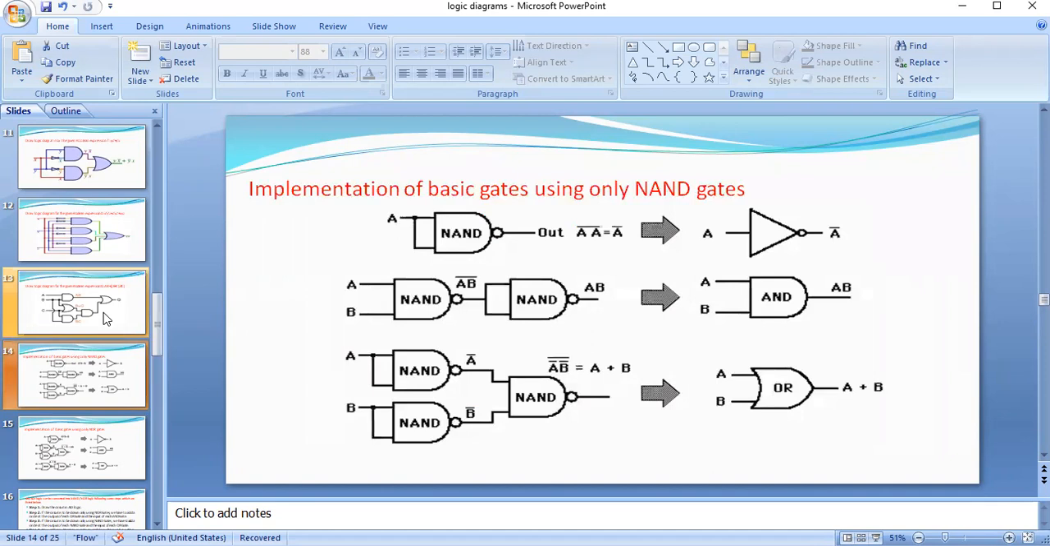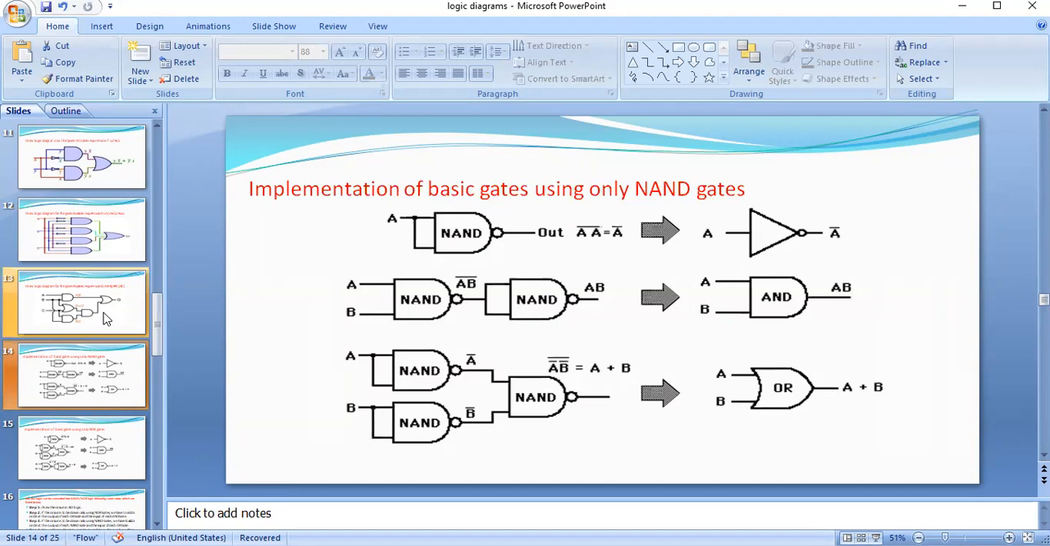Okay, so till now we discussed how to draw a logic diagram for the given Boolean expression. Our next topic is how we can implement the basic gates using universal gates. See here, implementation of basic gates using NAND gates. What are the basic gates? AND gate, OR gate, and NOT gate. So you have to implement these three basic gates by using only NAND gates.